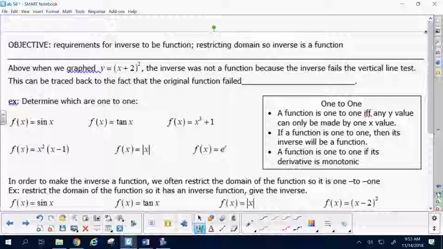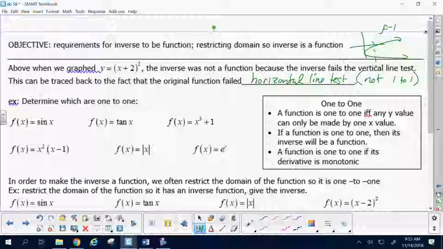Okay? Above, when we graphed y equals (x plus 2) squared, the inverse was not a function because the inverse fails the vertical line test. When we graphed the inverse there, the inverse is not a function. For any one x, there are actually multiple y's, yeah? Now, the reason the inverse failed the vertical line test is because the original failed the horizontal line test. If the original fails the horizontal line test, then it's not one-to-one.